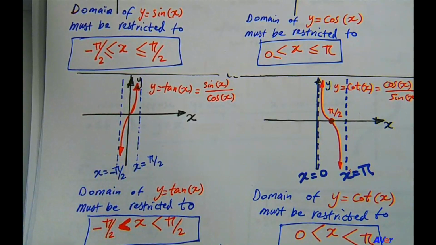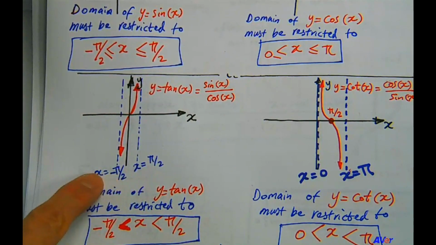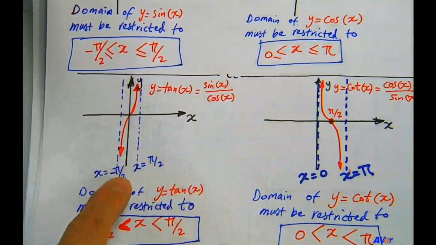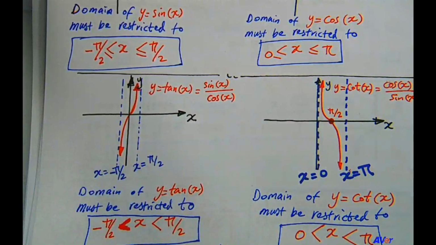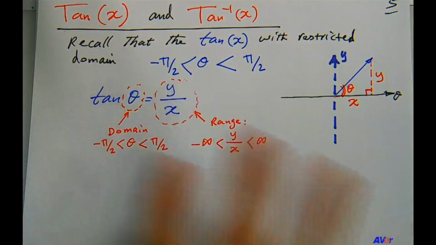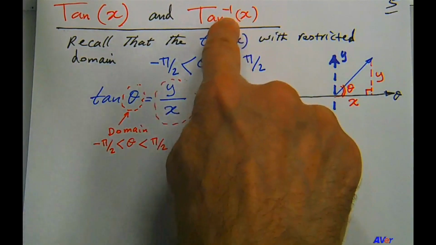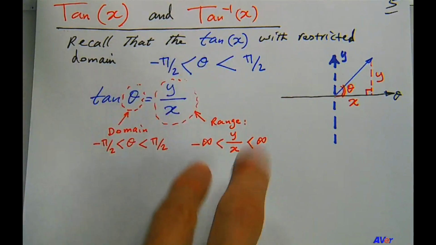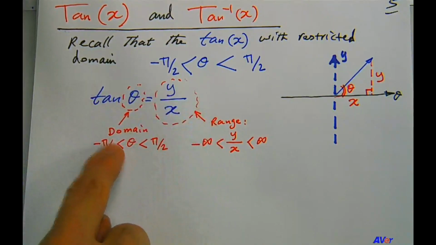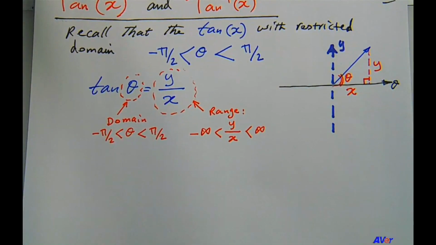So the range is going from negative infinity to positive infinity, and the domain is restricted from negative pi over 2 to pi over 2, with those vertical asymptotes shown as dashed because we cannot cross them. Now, all of this discussion was important. Why? Because now that we're going to write down the inverse tangent function, this is going to be swapped. The range becomes the argument and the domain becomes the range for the inverse tangent function. Okay, so let's do that.